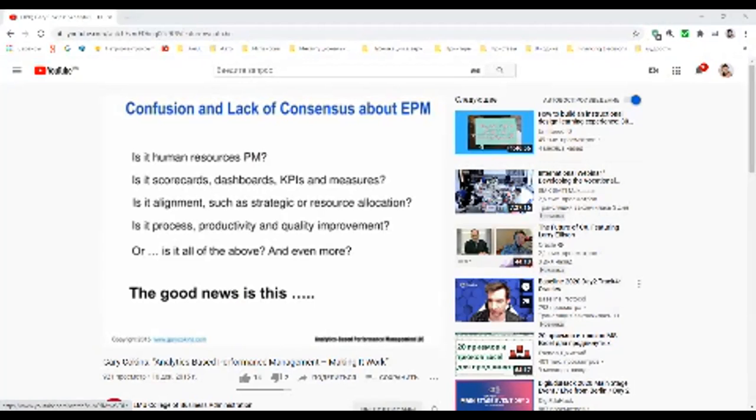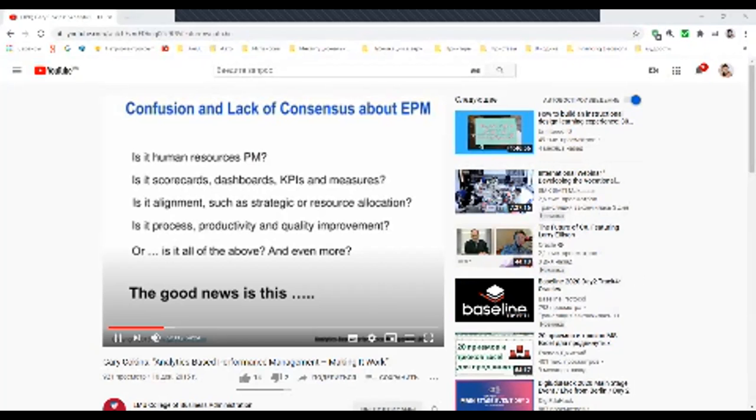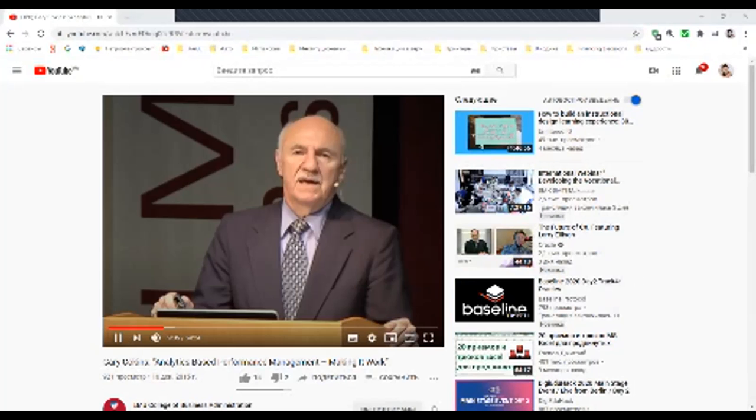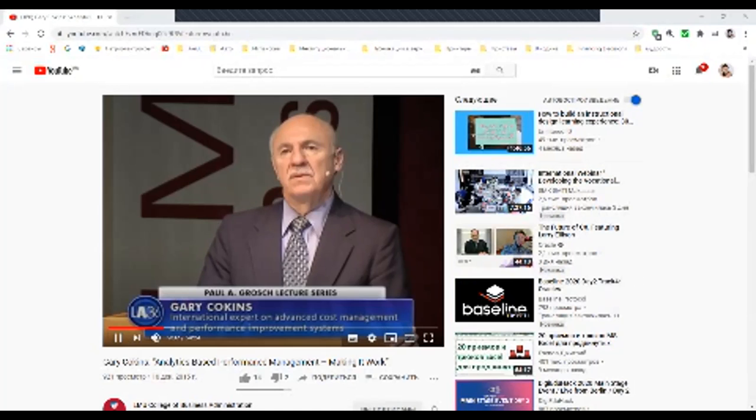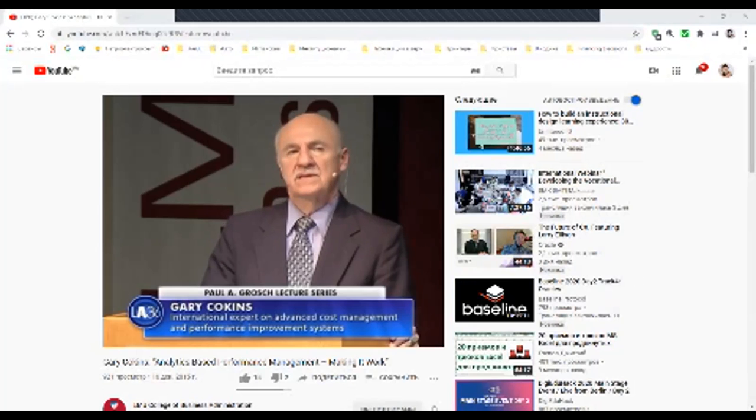The good news is this. Enterprise performance management is not a new method or process or system that people have to learn, but rather it's the integration of existing methods most managers and employees are already familiar with, and in some cases they're actually doing them inside their own company.